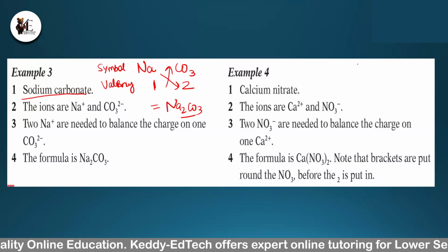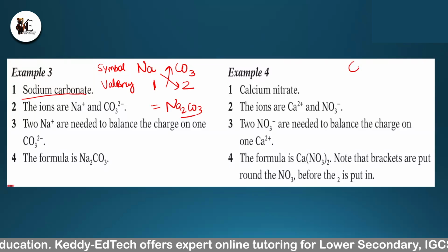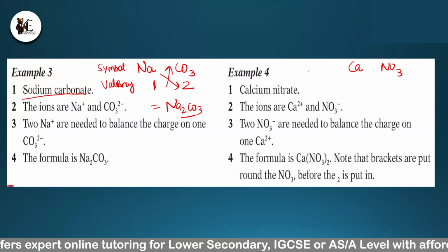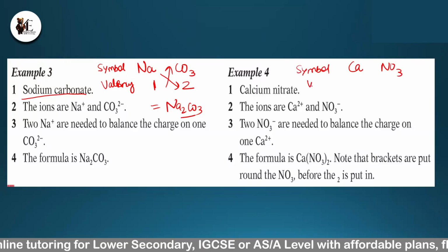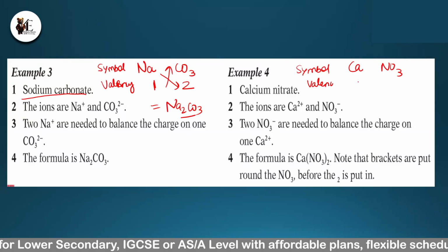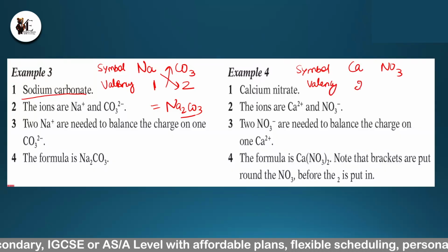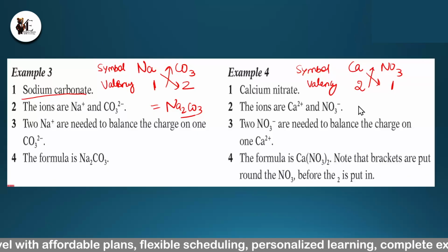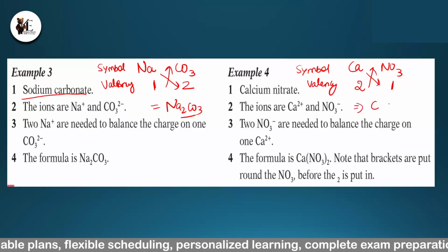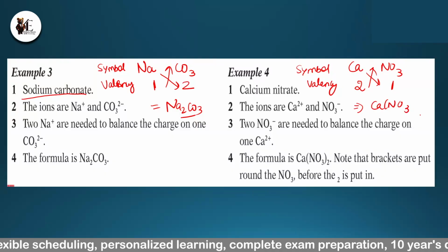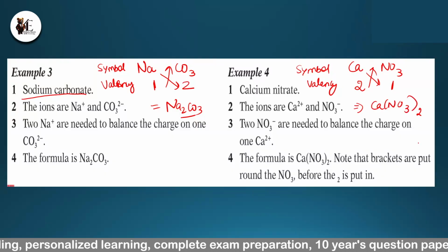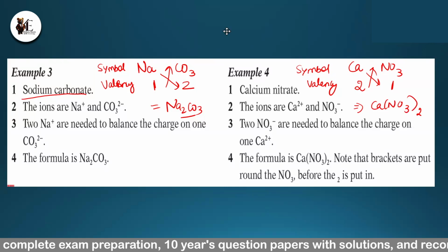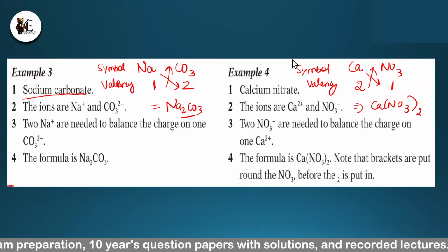For calcium nitrate, write down the symbol for calcium. Symbol for nitrate is NO3. Now write down the valency. Calcium belongs to group 2, so its valency should be 2. Valency of nitrate is 1. Use the crisscross method and the formula is Ca(NO3)2. So these 3 steps you have to follow whenever you are writing any chemical formula. Is it clear? Yes. Write it down.